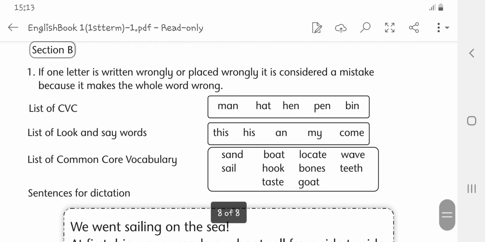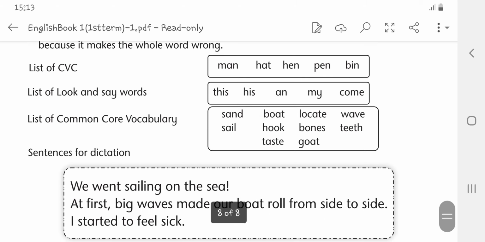Section B, if one letter is written wrongly or placed wrongly, it is considered a mistake. Do not cut half a mark. Cut a full mark because it makes the whole word wrong. Now, what is the list of CVCs? The dictation that you will be telling the students: man, hat, hand, pen, and bean. The list of look and say words is this, his, on, my, and come.